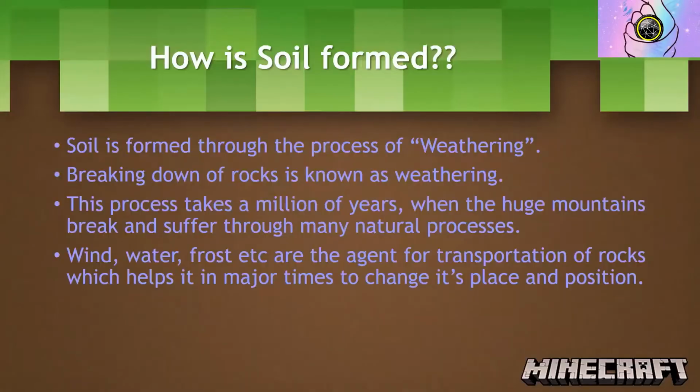How is soil formed? Soil is formed through the process of weathering. Breaking down of rocks is known as weathering. Do you know why it is called weathering? In the cycle of weathering, each and every weather plays a very important role in the breakdown of the rocks. That's why it's known as weathering. This process takes millions of years, when huge mountains break and go through many natural processes. Wind, water, frost, etc. are the agents for transportation of rocks, which in most cases helps to change their place and position.